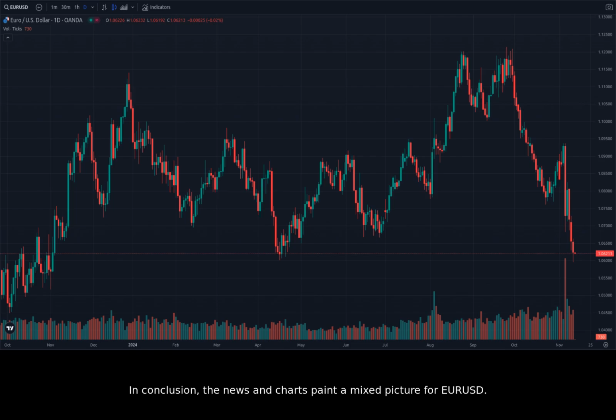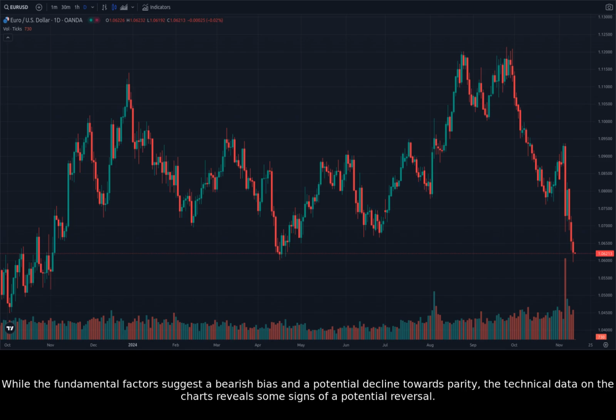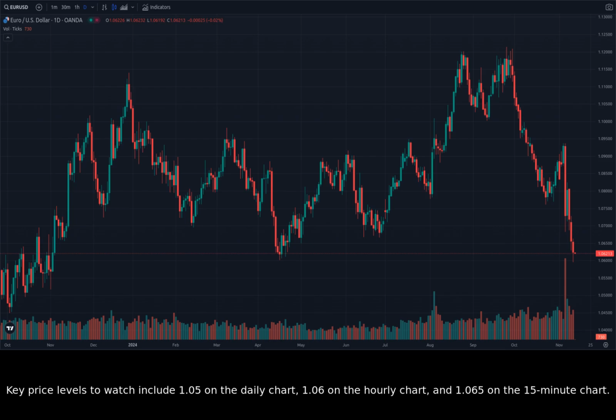In conclusion, the news and charts paint a mixed picture for EURUSD. While the fundamental factors suggest a bearish bias and a potential decline towards parity, the technical data on the charts reveals some signs of a potential reversal. Key price levels to watch include 1.05 on the daily chart, 1.06 on the hourly chart, and 1.065 on the 15-minute chart. A break below 1.05 on the daily chart would strongly suggest a continuation of the bearish trend.